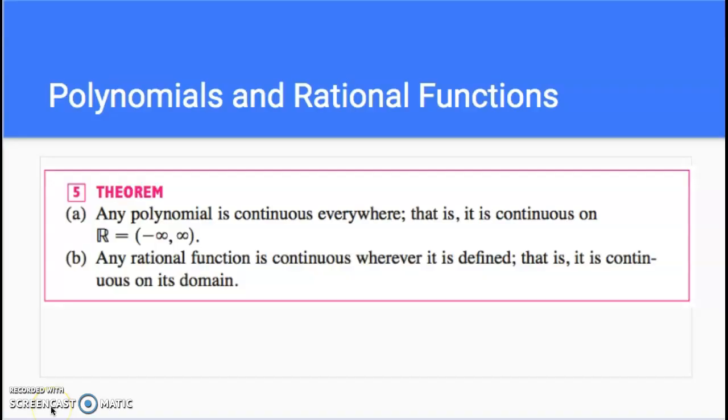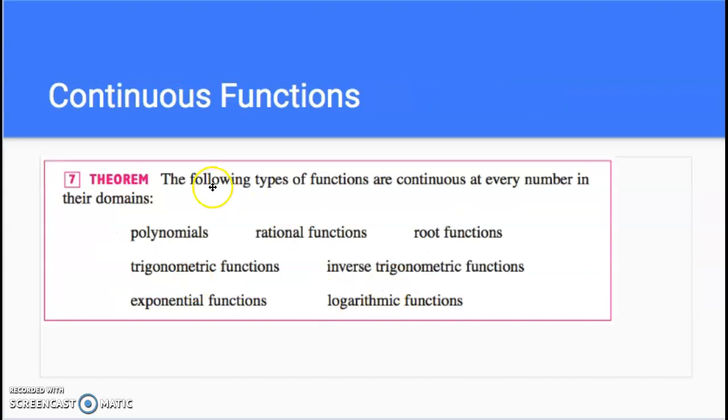One of our important theorems is this one right here, and the main part that I want you to know is that polynomials are continuous everywhere. We use this a lot in our proofs. You also see rational functions are continuous everywhere where they're defined. And then here's a list of things that are continuous in their domains. But polynomials are the ones that are always, always, always continuous.